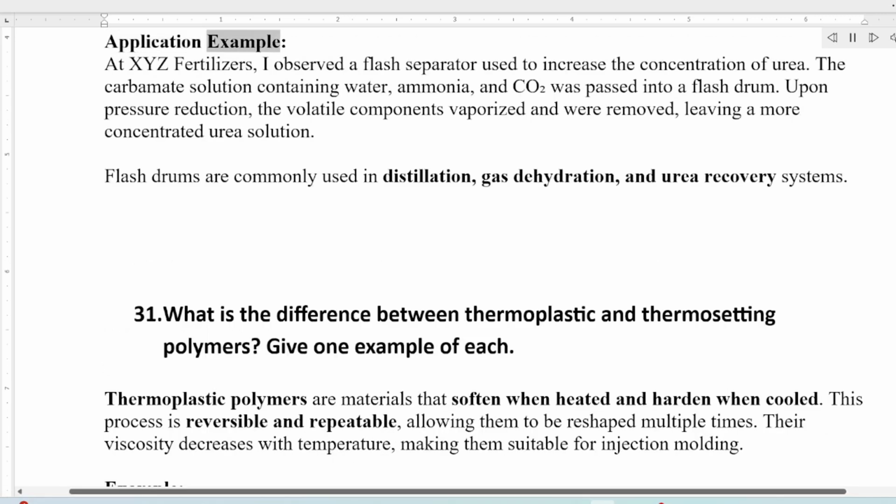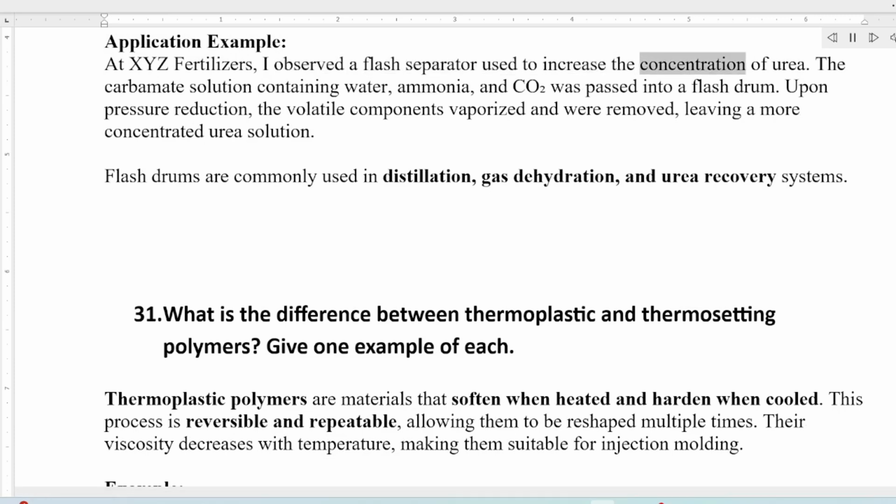Application example: At XYZ Fertilizers, I observed a flash separator used to increase the concentration of urea. The carbamide solution containing water, ammonia, and CO2 was passed into a flash drum. Upon pressure reduction, the volatile components vaporized and were removed, leaving a more concentrated urea solution. Flash drums are commonly used in distillation, gas dehydration, and urea recovery systems.